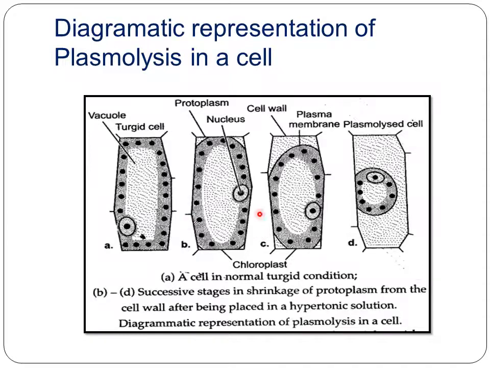And gradually we can see the cell wall and the plasma membrane, they are having a space in between the two. So it is successive stages of shrinkage of the protoplasm. So protoplasm is shrinking from the cell wall after being placed in a hypertonic solution. Now this is what is happening in a plasmolyzed cell. The cell wall is rigid, but the protoplasm and all, they have shrunk. So there is a shrinkage of protoplasm and this is a plasmolyzed cell. Now these are the stages of plasmolysis. So B, C and D, these three are the stages of plasmolysis.